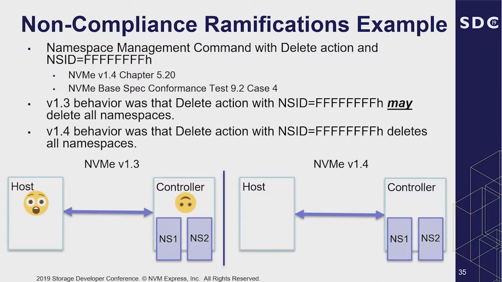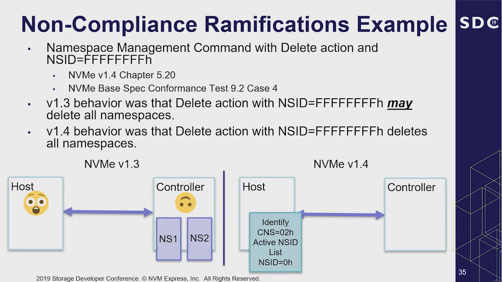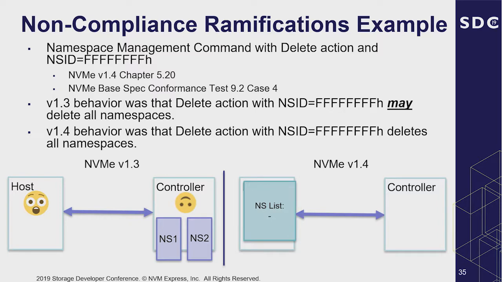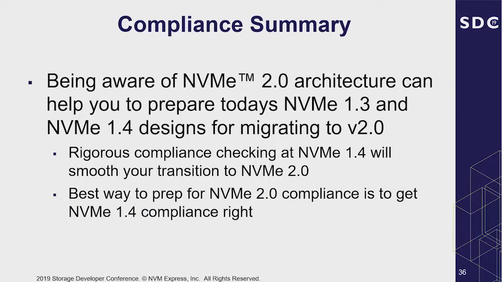In 1.4, that behavior was cleaned up. Now, that all Fs namespace ID is treated as applying to all namespaces. So the host sends that namespace management with delete, an NSID of all Fs, and the controller can write back and say, yep, I'm going to delete those. It actually deletes it. Then the host can do the double check to make sure that those namespaces were deleted with the identify command, and the controller writes back with exactly what the host was expecting. So here we see that what was expected to be deleted actually got deleted. The host and the controller have the same understanding. They're on the same page about how that namespace management command is implemented. And so these are things that we're going to be checking with compliance with regard to 1.4.